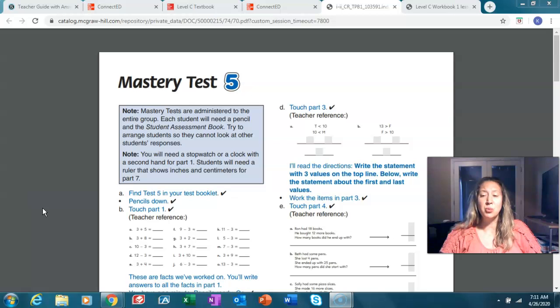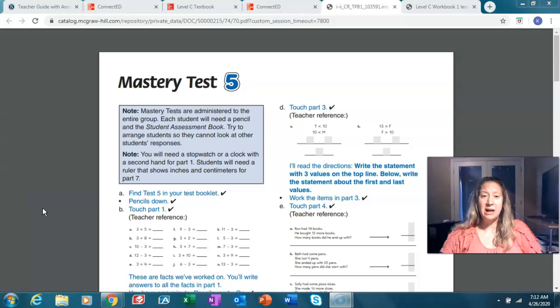And I would really like, if possible, for you to take a picture of your completed Mastery Test 5 and email it to me, okay? If you can do that for me, that way I can see whether or not you're ready to move on to the next lessons, or whether or not you need me to do any reteaching and remedies. So this is really important, if possible, that you can take a picture of this and email it to me.